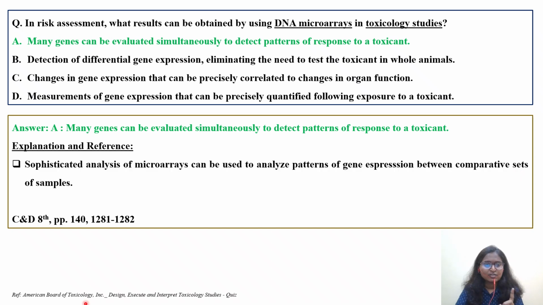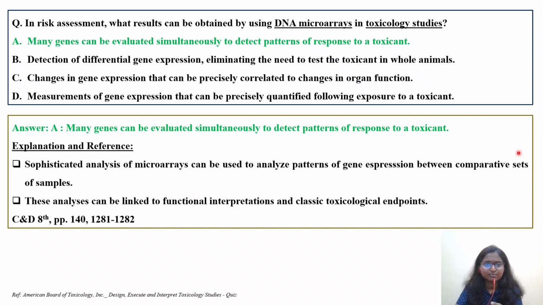What is the explanation reference given by ABT? This is the ABT site, where a series of questions was available in the DABT site. Sophisticated analysis of microarray can be used to analyze patterns of gene expression between comparative sets of samples. There will be different sets of samples, right?